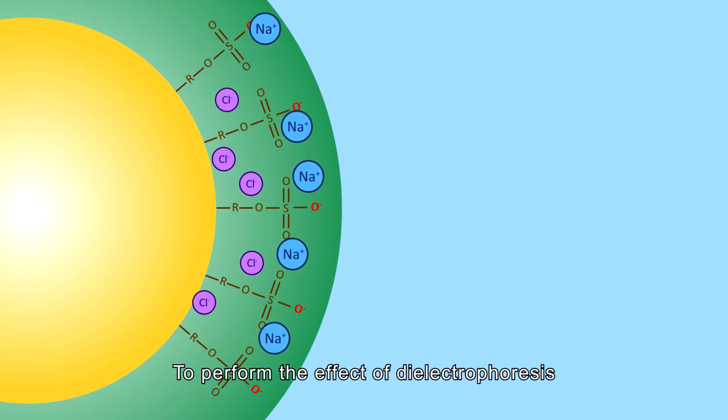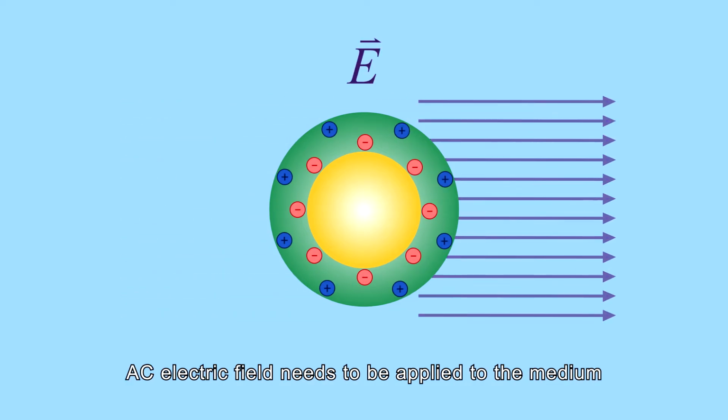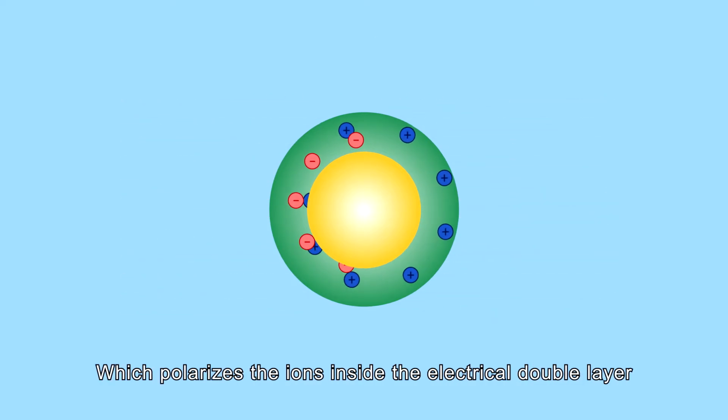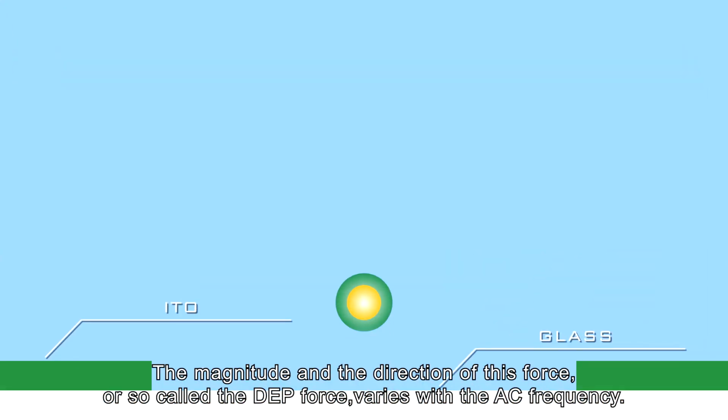the medium. To perform the effect of dielectrophoresis, an AC electric field needs to be applied to the medium, which polarizes the ions inside the electrical double layer, and thus the particle suffers an electromagnetic force. The magnitude and the direction of this force, or so-called the DEP force, varies with the AC frequency.